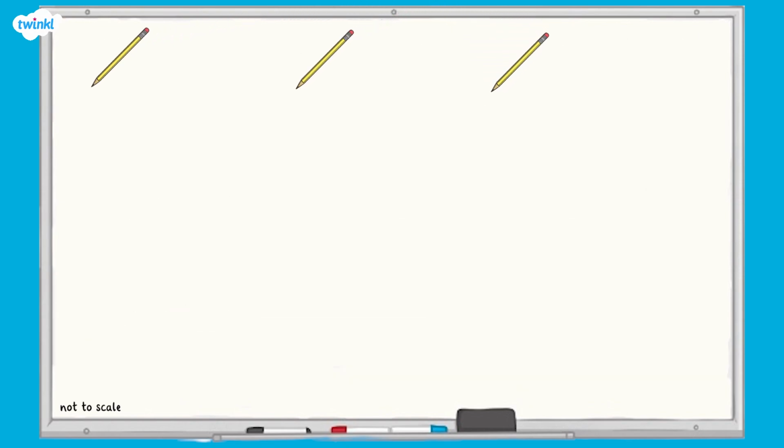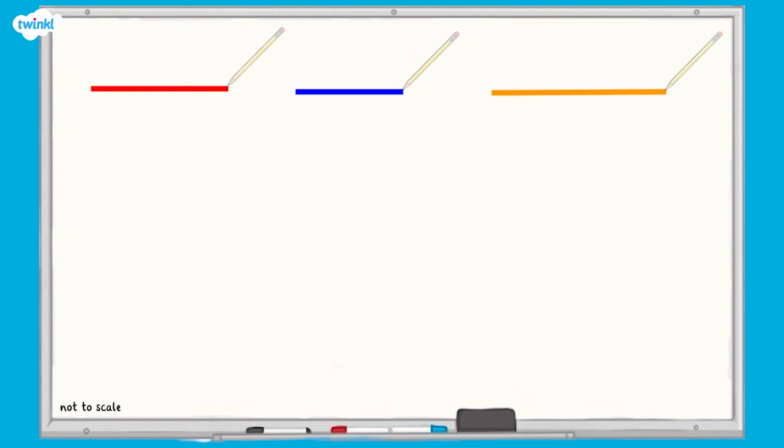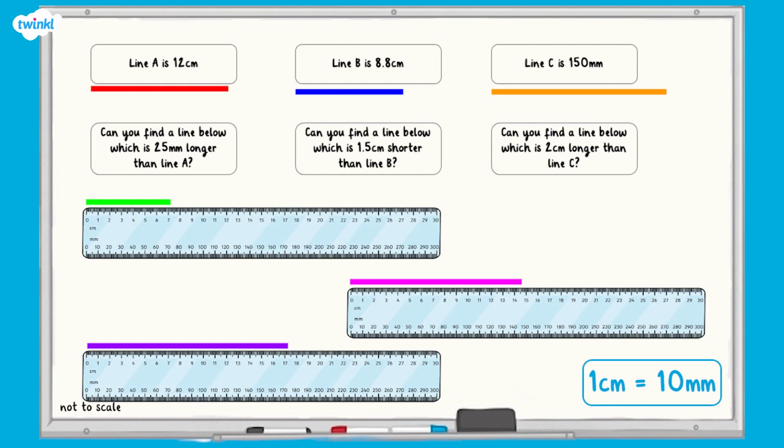The lines are redrawn and changed slightly. Can you match the lines described with the image? Line A is 12 centimetres. Can you find the line which is 25 millimetres longer than line A?